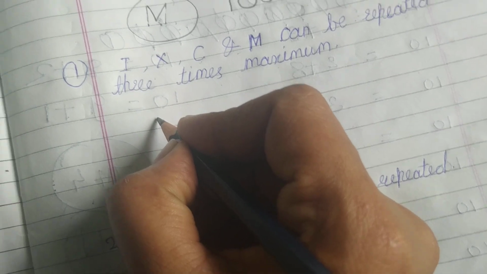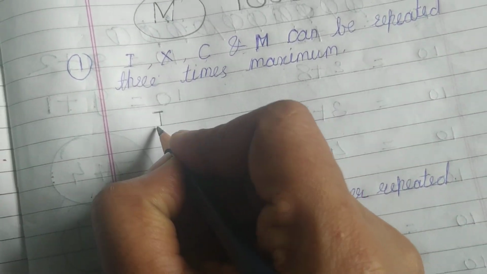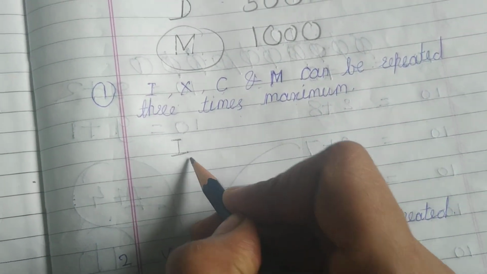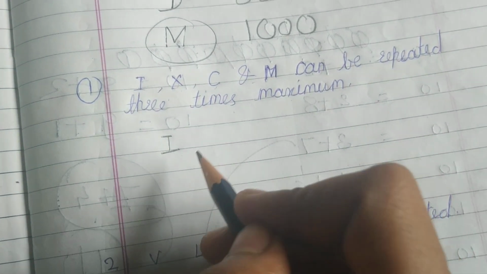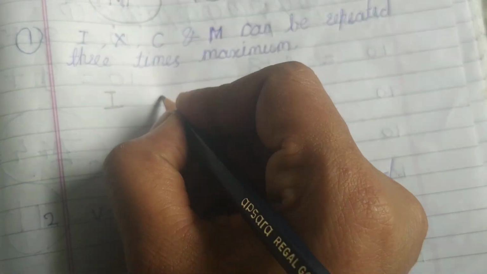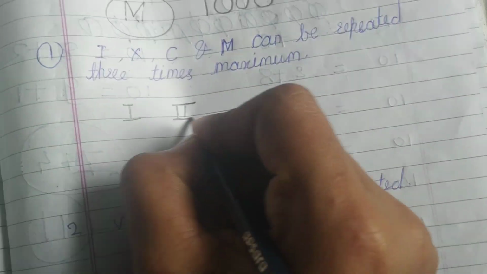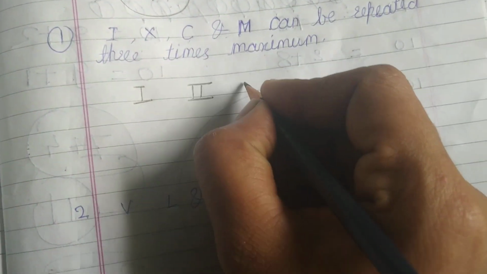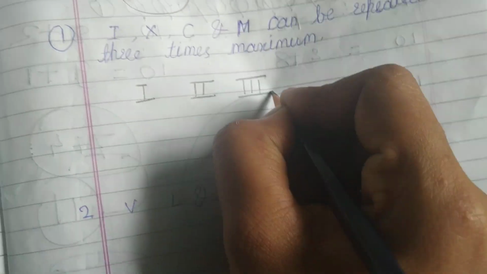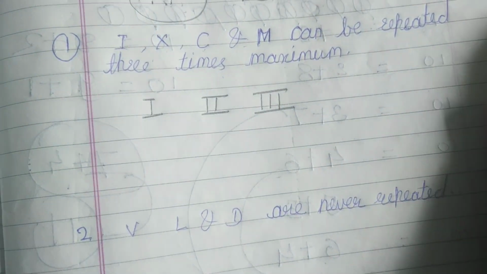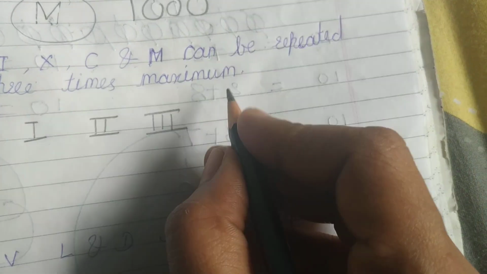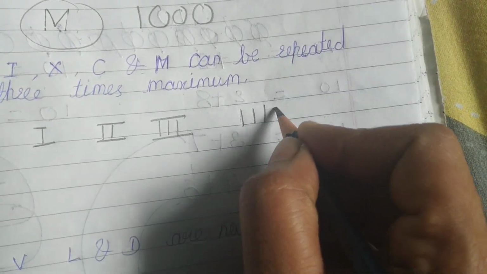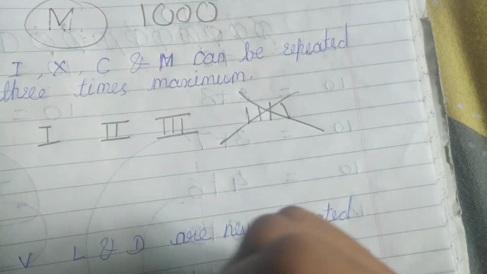I have to write the number 1, so I'll write I, because this is the number 1 in the Roman numerals. If I want to write number 2, I'll write II. This is 2. If I want to write 3, then I'll write III. This is 3. If I want to write 4, IIII, I cannot write.